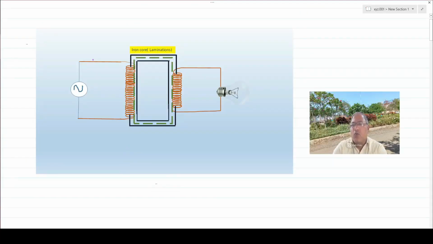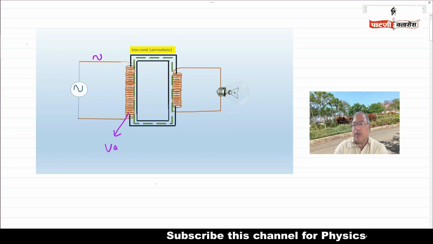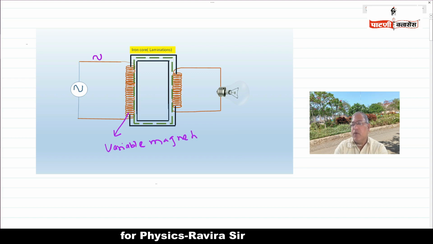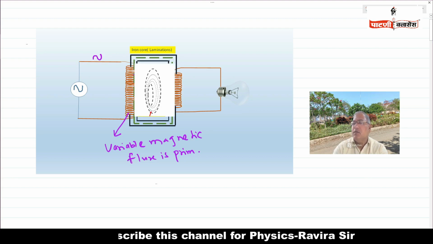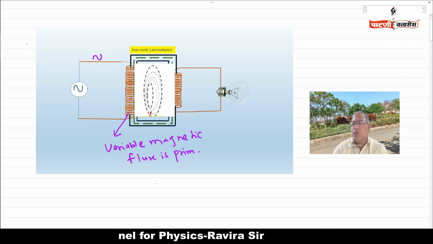You see, till now what have we learned? We have learned that AC current passes through the primary coil and a variable magnetic flux is produced in the primary coil. And this variable magnetic flux produced in the primary coil not only links with the primary coil but also links with the secondary coil. So the variable flux also links with the secondary coil.